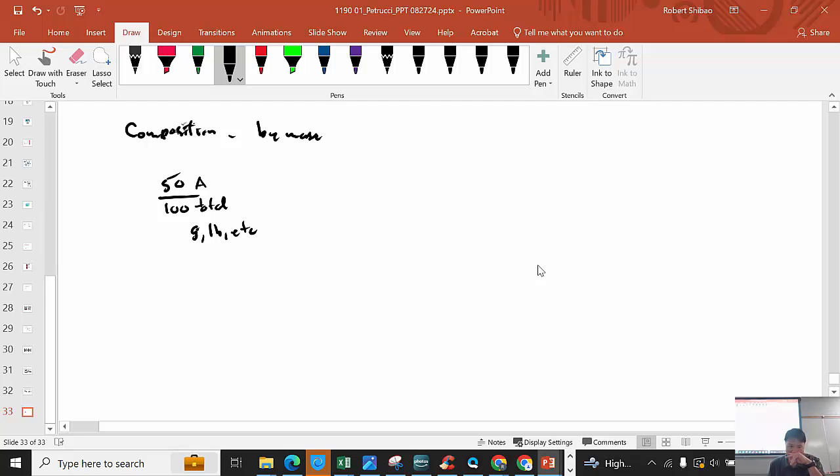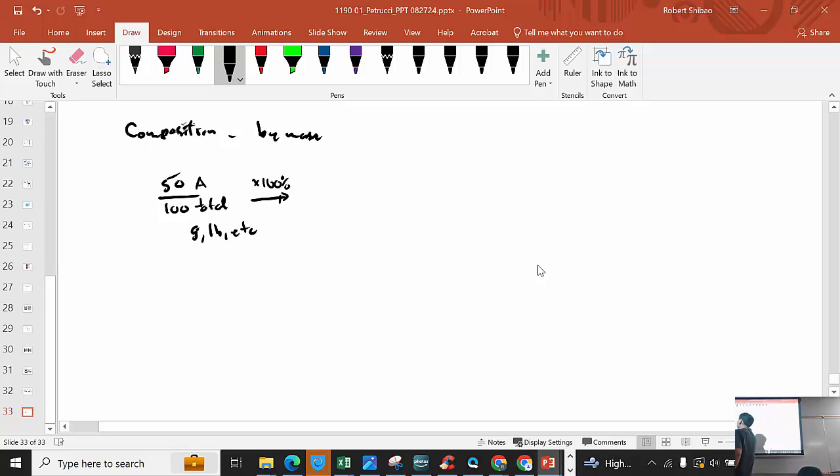And so we just set up a fraction here. So this is the fractional composition. It's 50 out of 100, 50 parts of A out of 100 total. So 50 kilograms of A out of 100 kilograms total. Okay, to go from a fraction to a percentage, what do we do? To go from a fraction to percentage, we multiply by 100%.